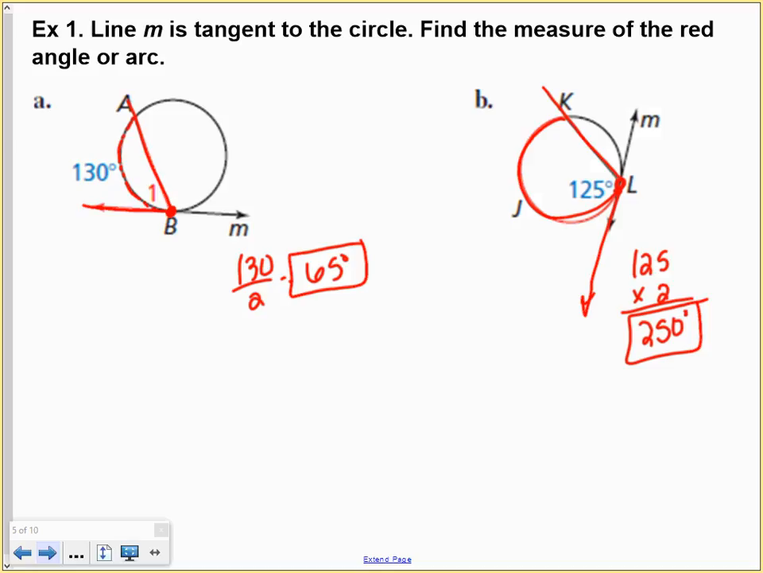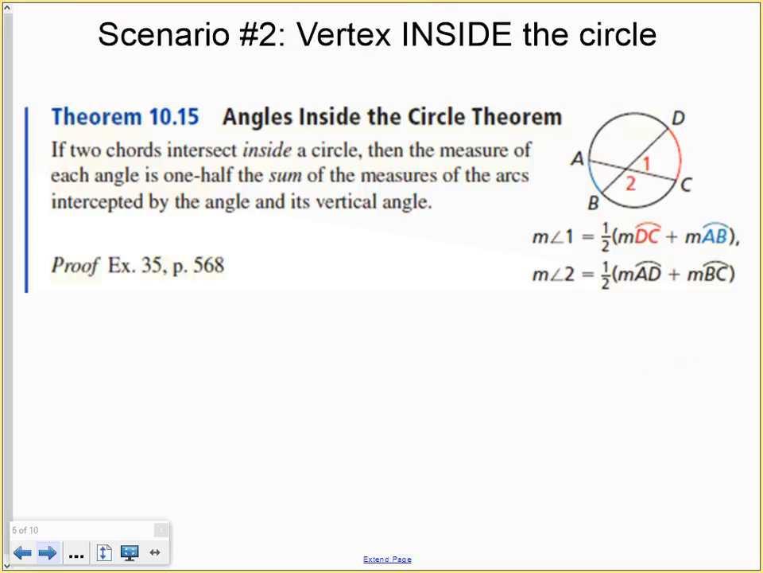Questions? Okay, so the picture looks a little bit different, but still, if that vertex is on the circle, it is half of the arc that it intersects. All right, new scenario though.